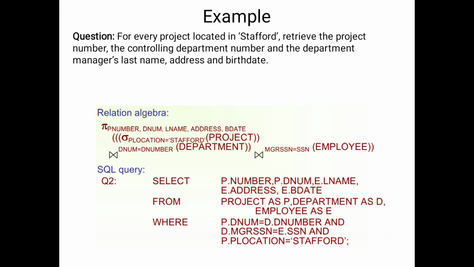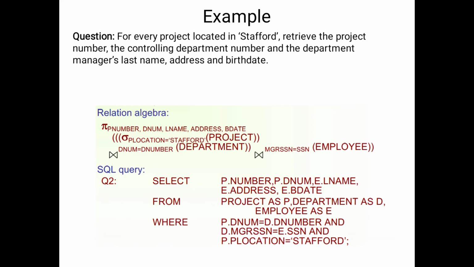So please observe the query first. All these 5 pieces of information are considered in the select. Here we have three tables: one is the project table, another one is the department table, another one is the employee table. From these three tables, we will retrieve these five pieces of information. Here we will consider the conditions in the where.